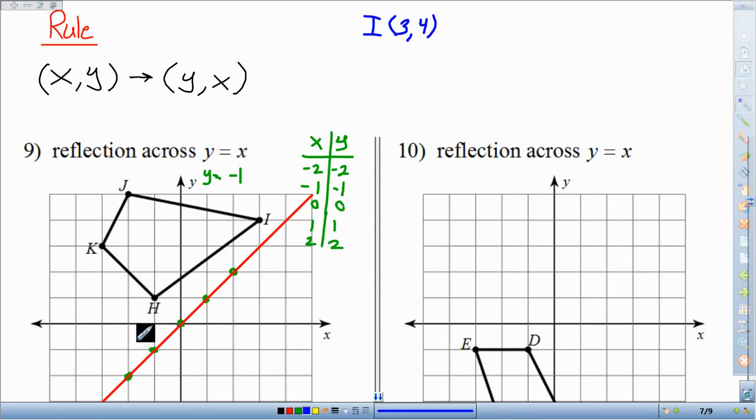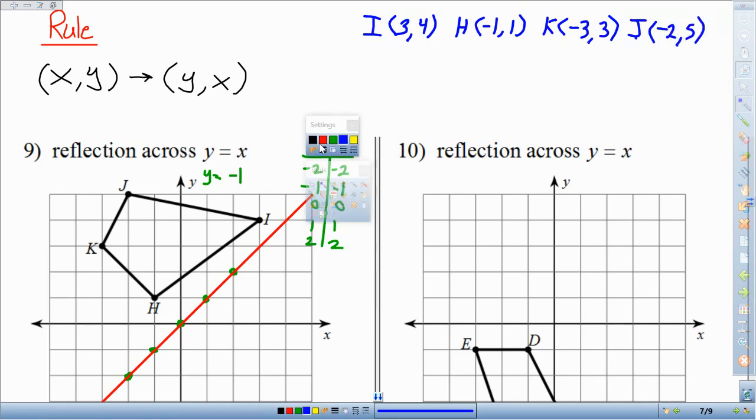Let's go to H. Looks like it's at -1 on the x, +1 on the y. So H, -1, +1. K looks like it's at -3 on the x, +3 on the y. And J looks like it's at -2 on the x, +5 on the y. -2, +5.